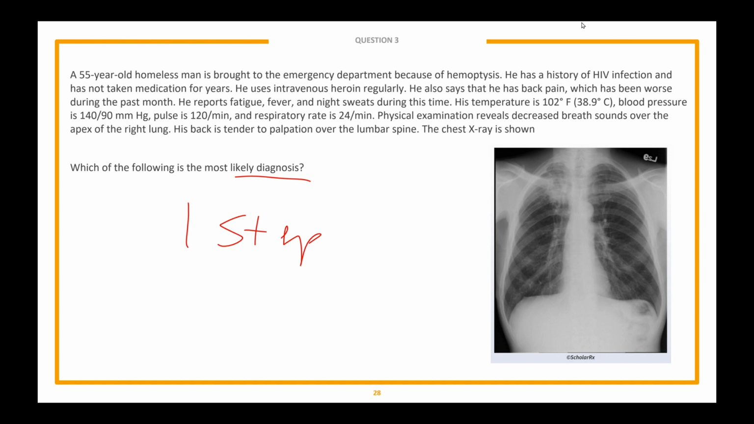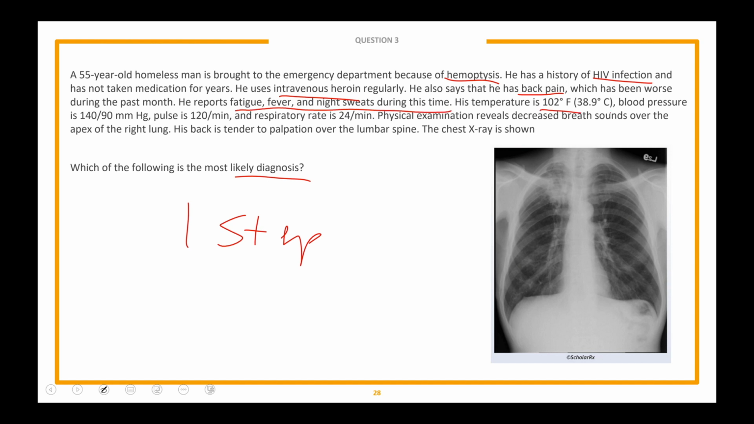A 55-year-old homeless man is brought to the emergency department because of hemoptysis. He has a history of HIV infection and has not taken medication for years. He uses intravenous heroin regularly. He also says that he has back pain, which has been worse during the past month. He reports fatigue, fever, and night sweats during this time.